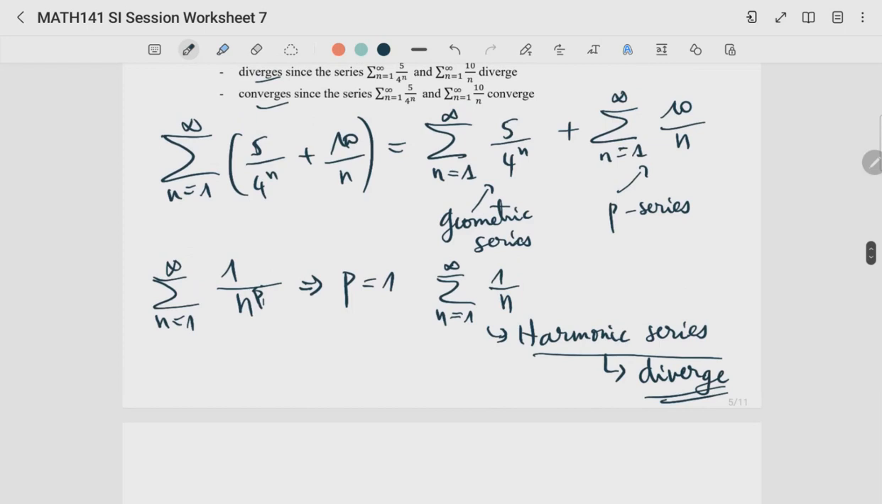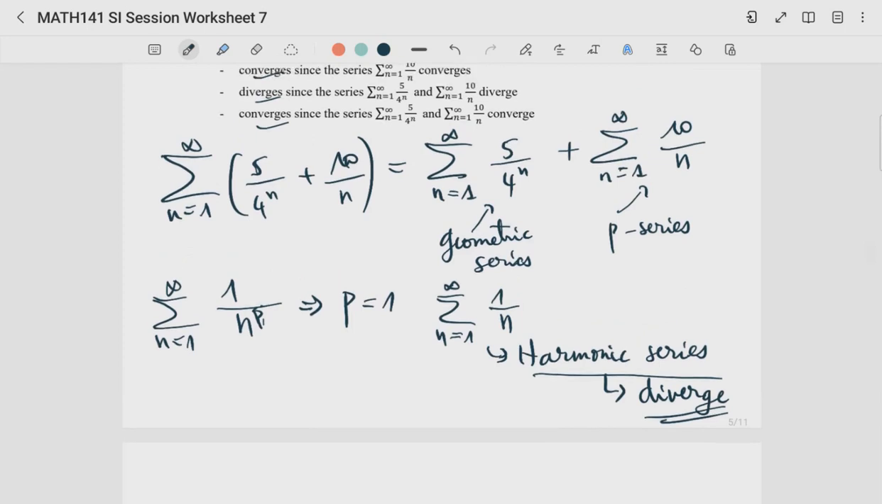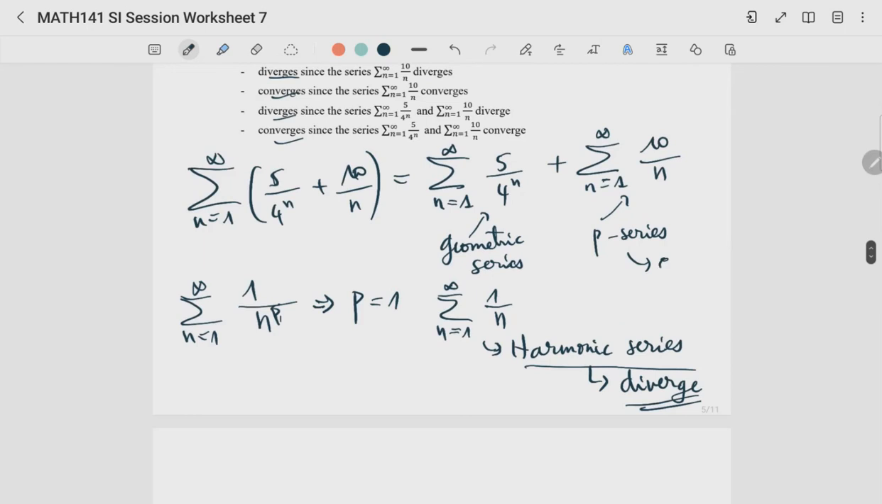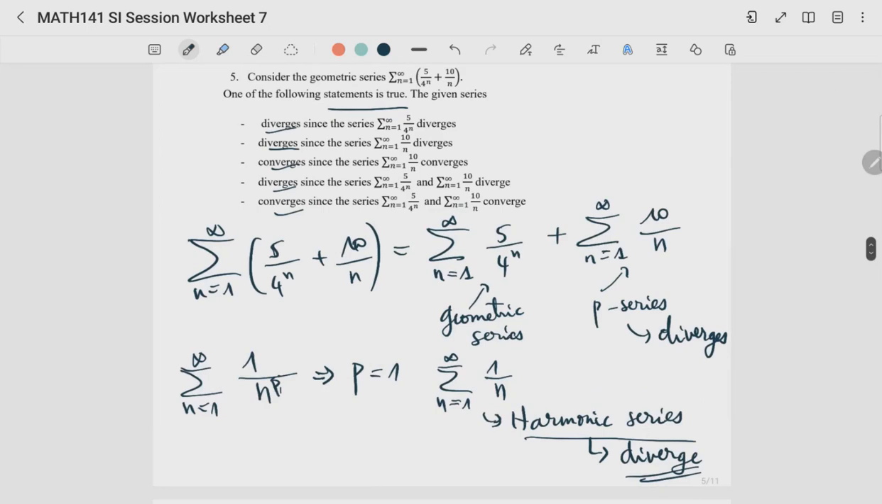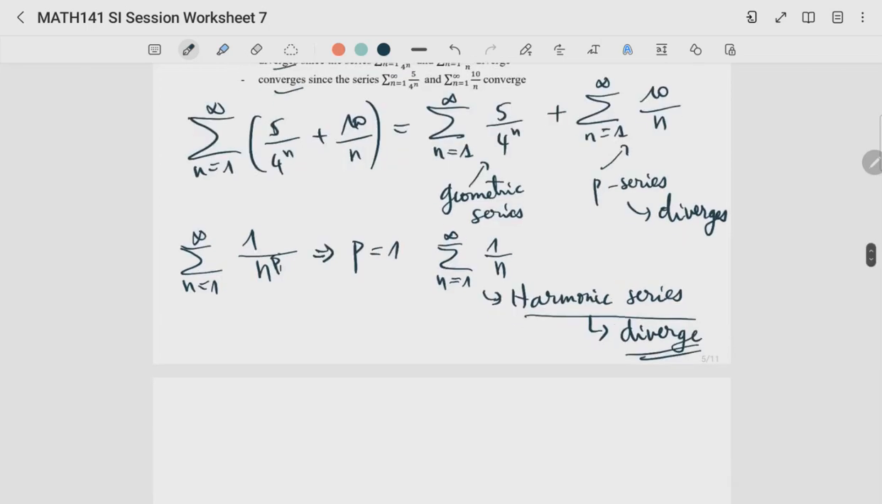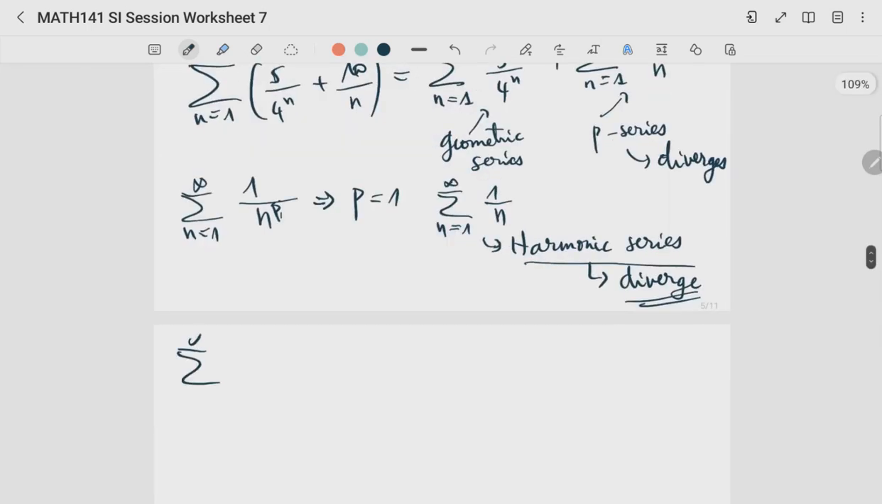Since we know that the p series here, which is a harmonic series, diverges, we have to look at what happens to the geometric series now. Is it converging or diverging? If we consider it separately, the sum from n equals 1 to infinity of 5 over 4 to the n, in this case, r is equal to 5 over 4, meaning that the absolute value of r is equal to 5 over 4 as well, which is greater than 1.